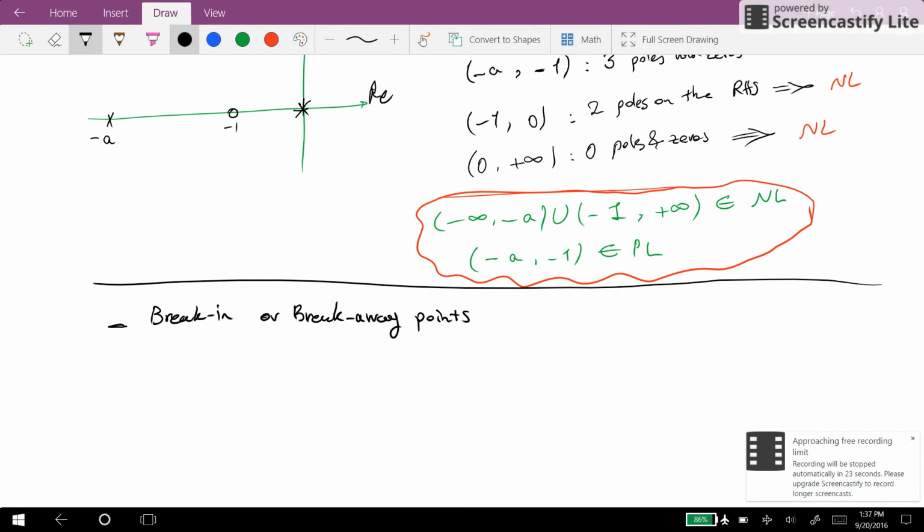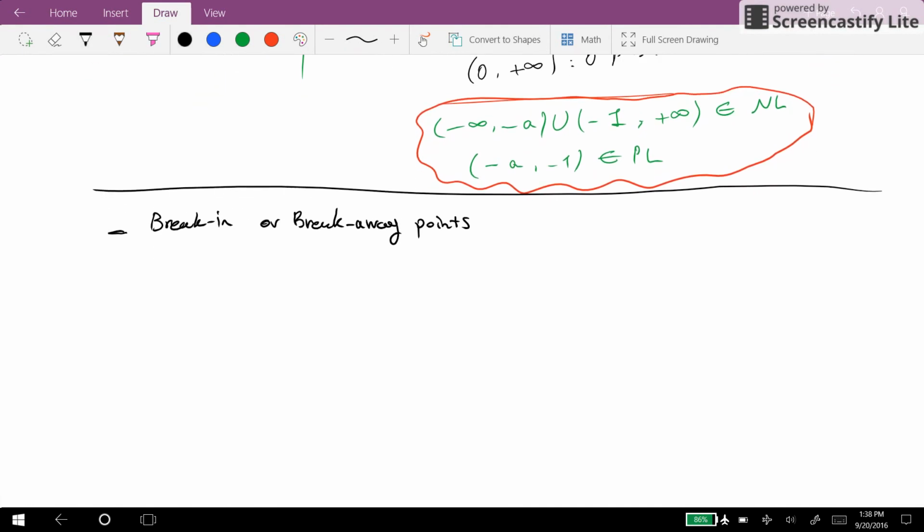And this section will be the most important part for this example, because depending on the value of a, we will see that we may have a different number of break-in or breakaway points in each case. So I hope you remember how to find the break-in or breakaway points, but I will start from scratch. So we have 1 plus rho n over d equal to 0, or in other terms, rho is equal to minus d of s over n of s.